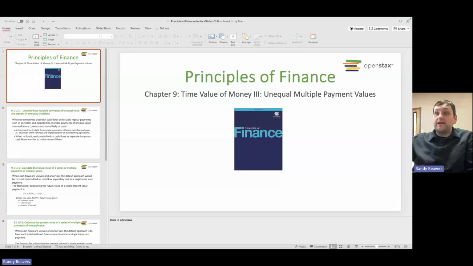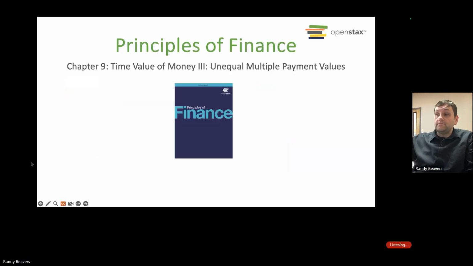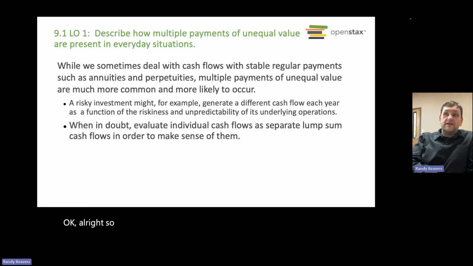So in this lecture, we're going to talk about the time value of money, specifically focusing on unequal multiple payment values. All right, so how do multiple payments of unequal value present themselves in everyday situations?